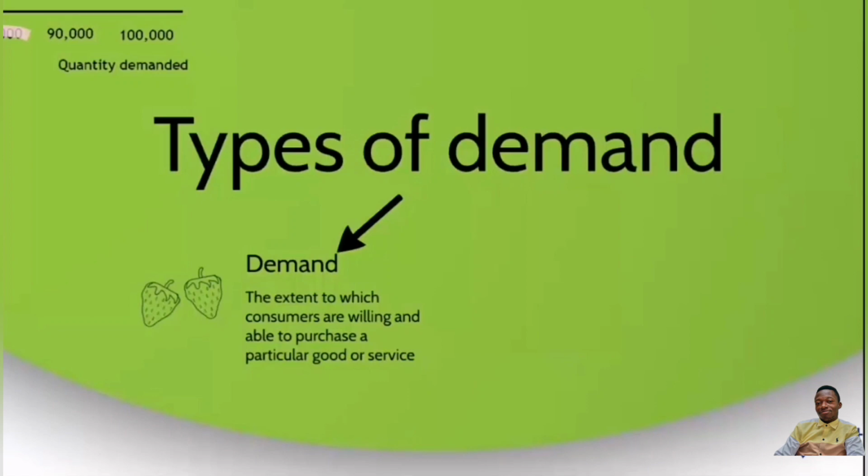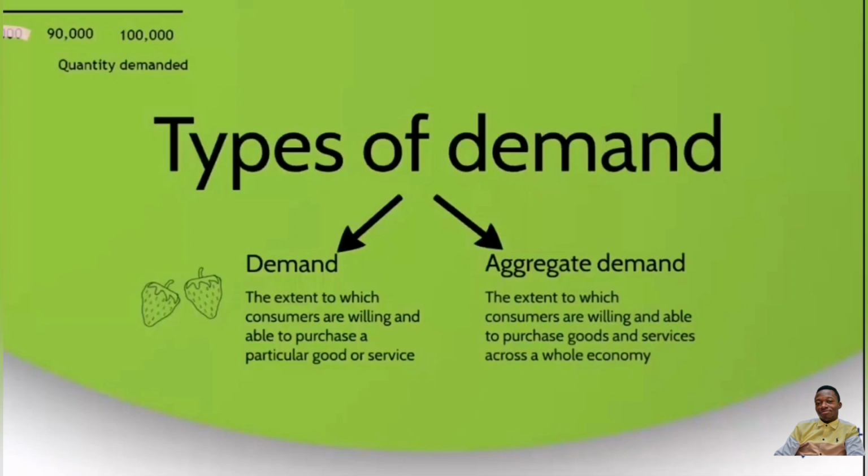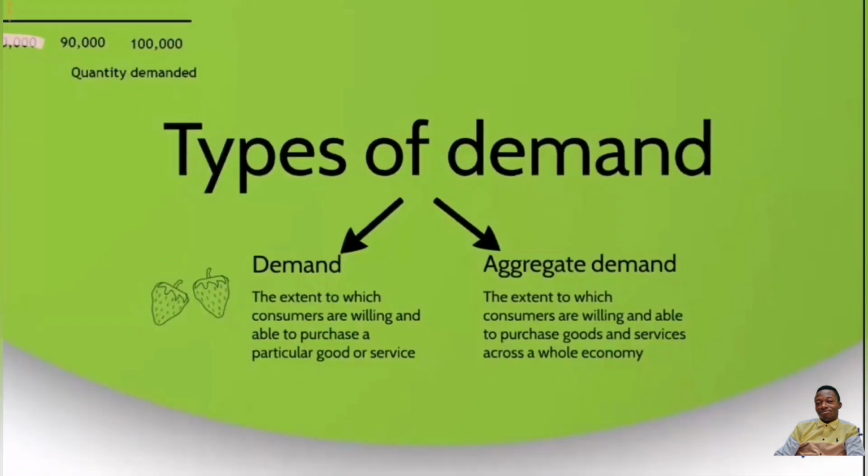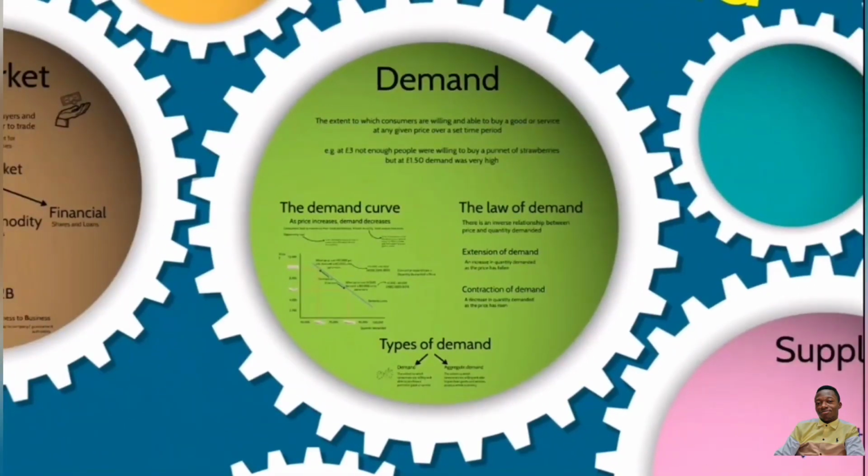However, there's a similar demand curve for the total demand in the whole market, and this is called aggregate demand. When we discuss aggregate demand, we mean the extent to which consumers are willing and able to purchase goods and services across a whole economy. For example, at £3 per punnet, 1 million punnets are sold in the country as a whole, whereas at £2 per punnet, 1.5 million are sold. There's a lot more we can learn about aggregate demand, but we're not going to look at it now. It's just something you need to be aware of at this stage.